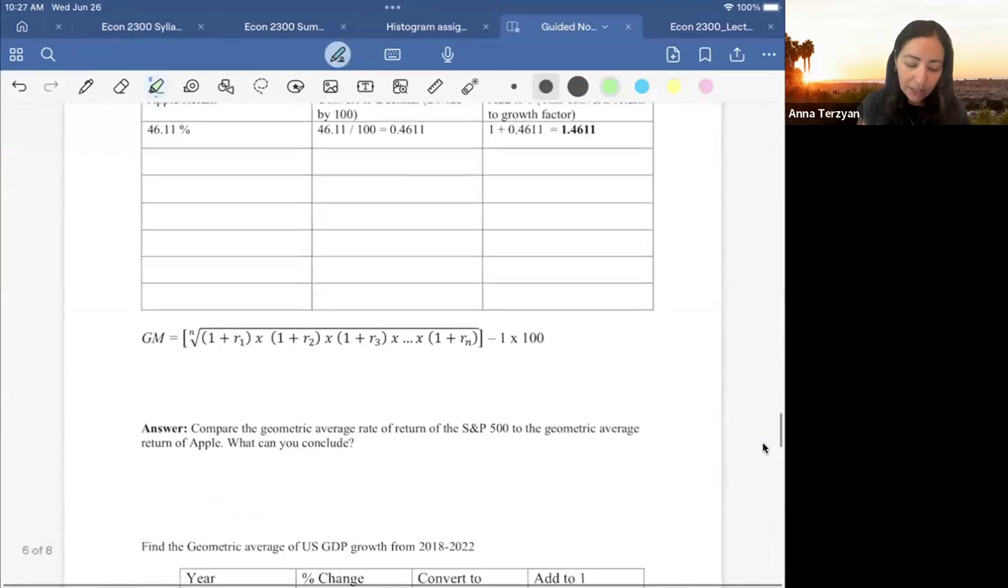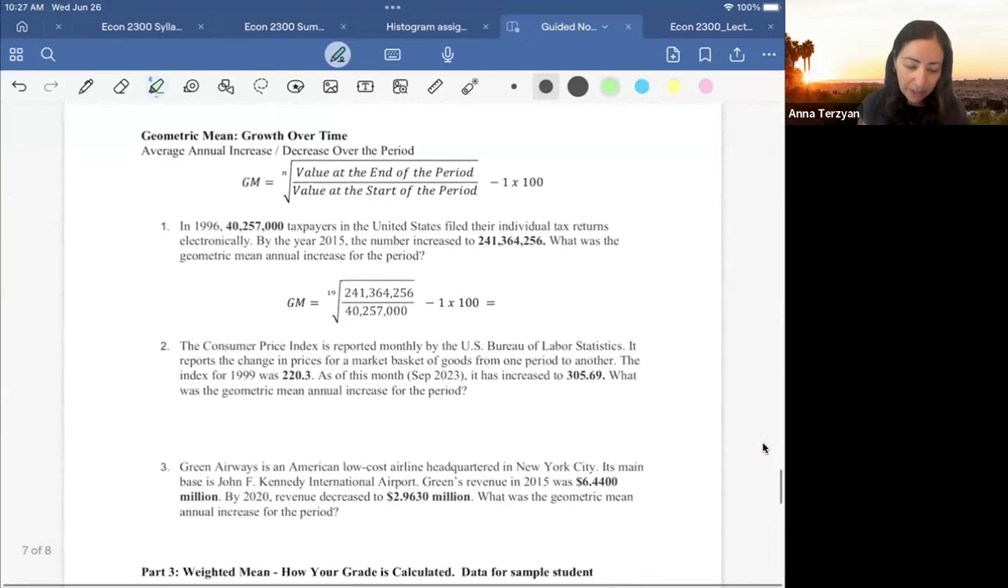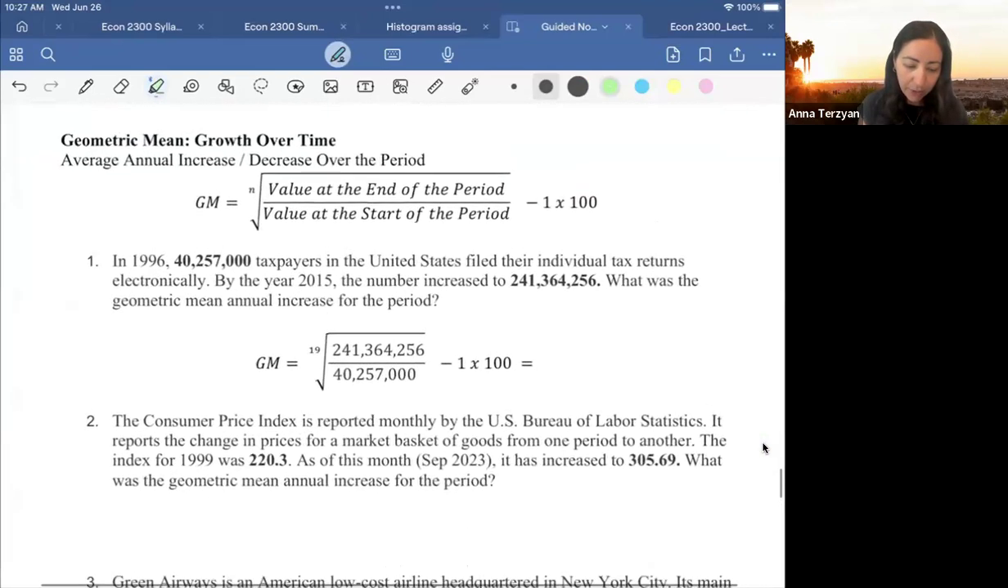All right, there's one last component, and that is the geometric growth rate over time, where you don't have intermediate percentage changes. All you have is the value at the end of the period and the value at the start. Not percentages, but actual numbers, dollars, etc. And you take it to the nth root, then minus 1, times 100.